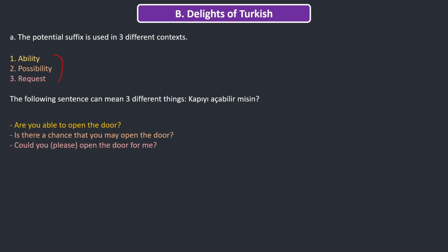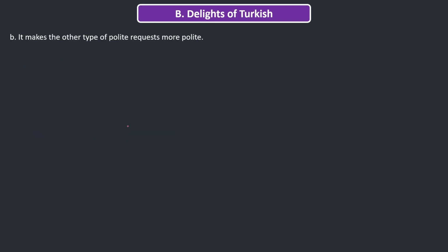And there's one more quick thing here. It is about the request parts. So when you are making a request, you can say it in three different ways. Actually, two different ways, it depends. So you can say açar mısın directly, do you open the door, or could you open the door. It makes it just more polite. That's the only small difference.